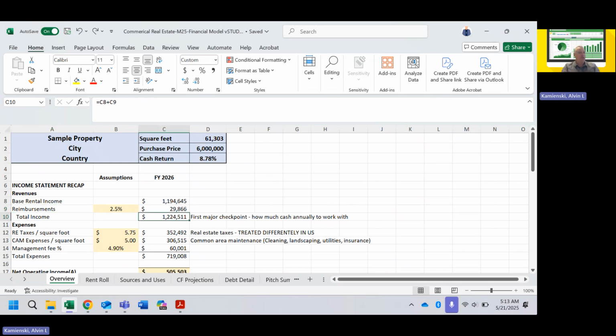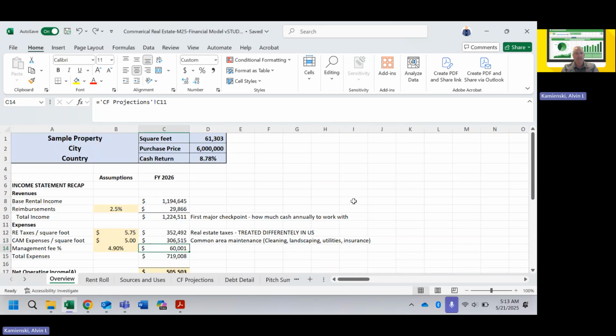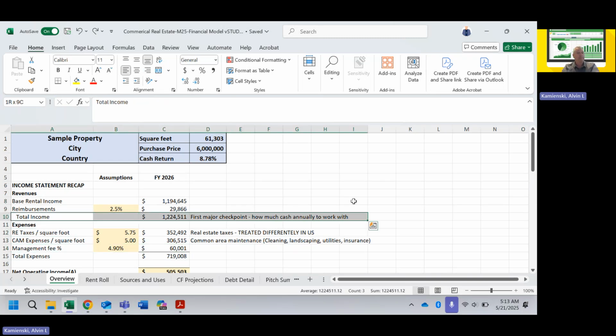So in total, I'm going to help you build out something that says this particular property in the first year would provide for me roughly $1.2 million in total income, and that becomes my first major checkpoint. How much cash do I have to work with to begin with? And the cash that I have is primarily a function of all of my tenants paying their rents. I'm going to back out my numbers a little bit here just so that I can fix it. All right, so there. Okay, so that's where you start.